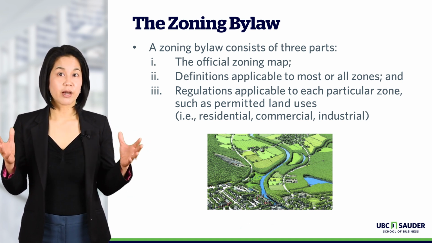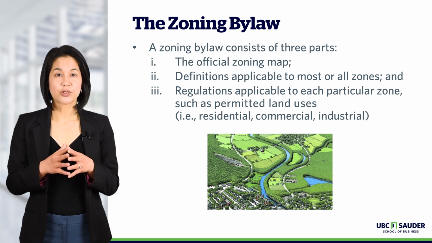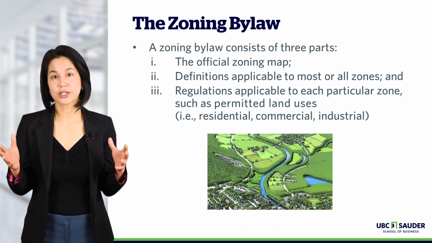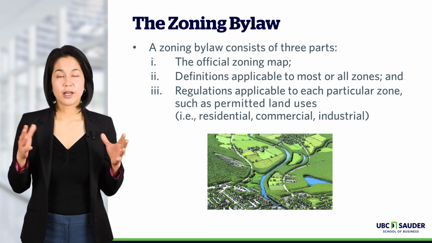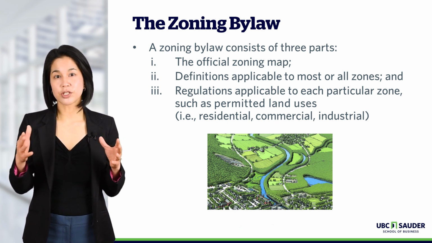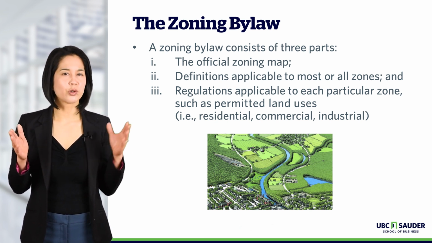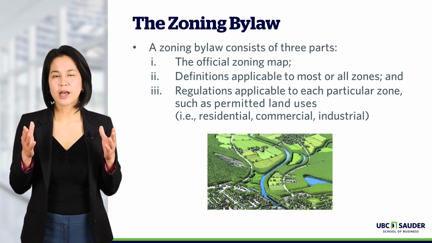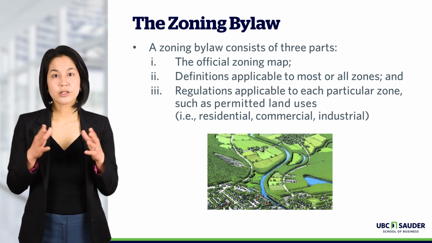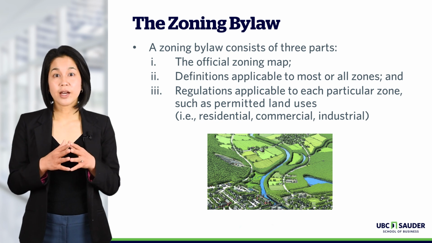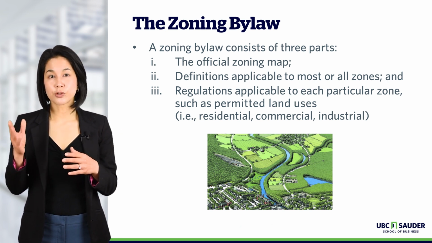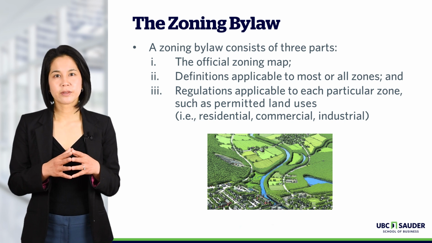The official zoning map depicts the location of each zone, similar to how an OCP map depicts different designations. To avoid confusion, each municipality or regional district will usually have only one or two copies of the official zoning maps that are certified as being correct and up to date. To ascertain the correct zoning and determine the applicable regulations, it is necessary to refer to the official maps.